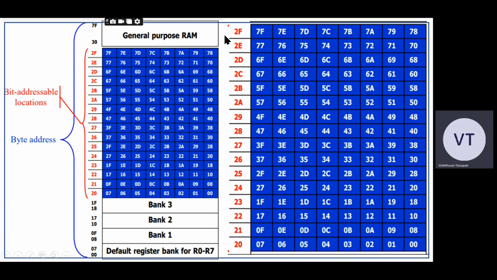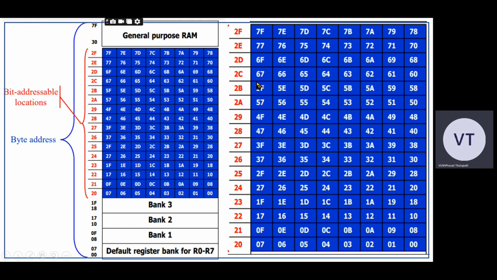So each and every byte is divided into bits. Byte means it's a group of 8 bits. So these 16 bytes are bit addressable. You can store one 8-bit number directly into this particular register, or if you want to store only one particular bit, like in this location you want to store either 1 or 0, that is possible.